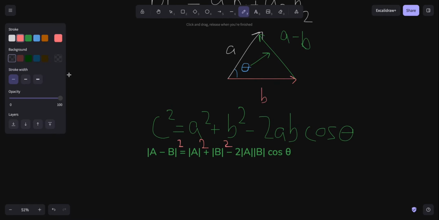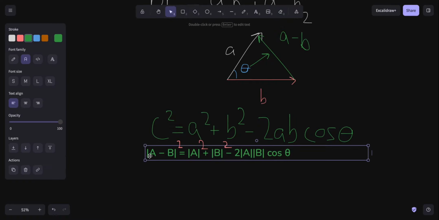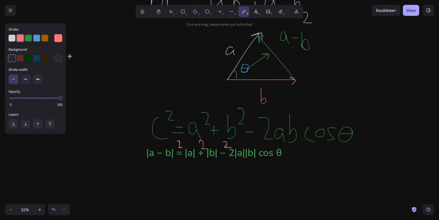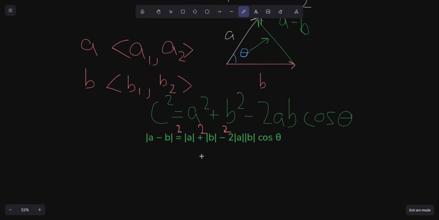Now, let's say that the vector a, and I'm sorry if I'm really inconsistent with the capitalization, I'm just going to make this lowercase a, lowercase b. This is pretty sloppy by me, so sorry about that. But all right, let's say that vector a is represented by a1, a2 as its components. And let's say that vector b is represented as b1 and b2. So now we're going to try and simplify all of this using the components.